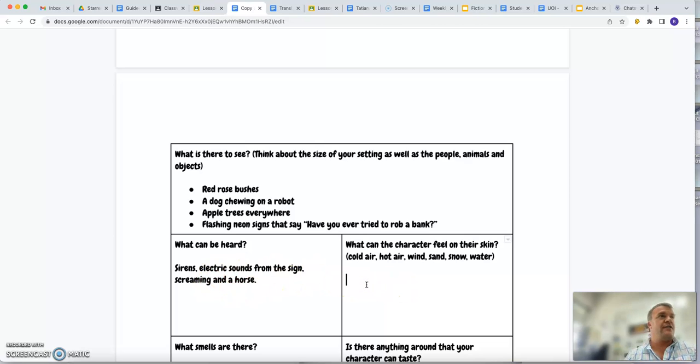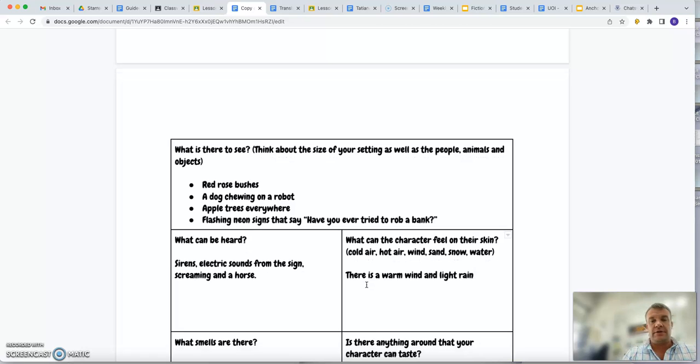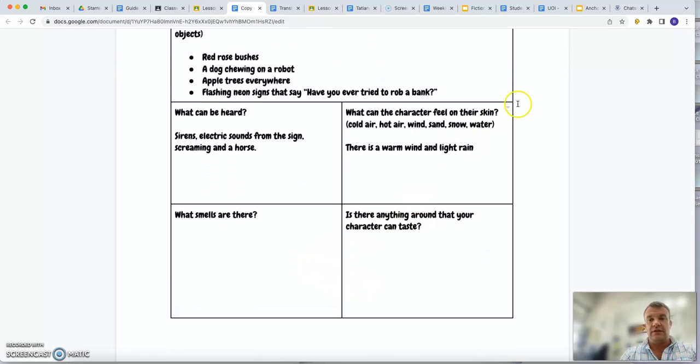How does Jack feel? Not like his feelings. Like is he cold? Is he hot? Can he feel a fly crawling onto his arm? He can feel Mr. Cobb. All right, so there is a warm wind and light rain. Okay? Drizzle. Light rain, drizzling. Good work.